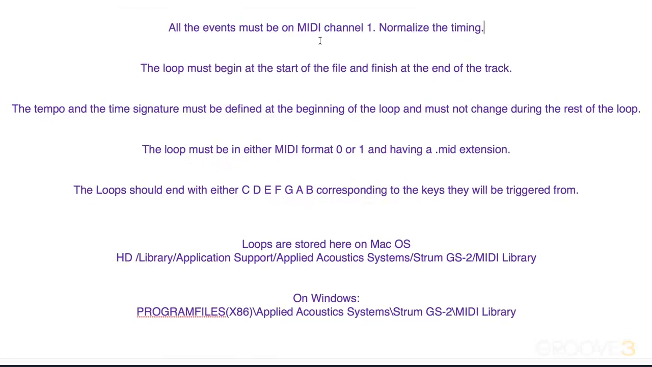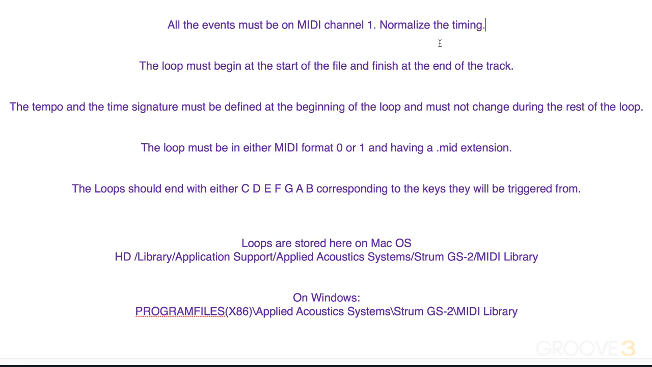So let's just review this procedure, and there's a couple of tips as well. So all the MIDI events have to be on channel 1, and you need to normalize all the parameters. The loops have to begin at the start of the file and finish at the end of the region you're exporting. There can't be any tempo or time signature changes throughout the loop. The loop has to be in MIDI format 0 or 1 and have the .mid extension added. And they should be named with one of these letters at the end of the name so that they correspond to the key that you want them triggered from. And on the Mac OS, they're stored in Library, Application Support, Applied Acoustics Systems, Strum, MIDI Library, and on Windows, that's in the Program Files folder and then a similar directory.